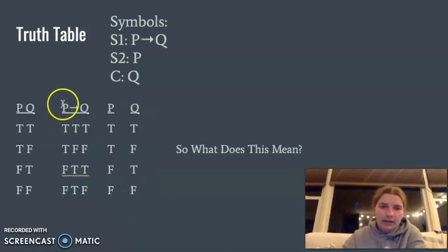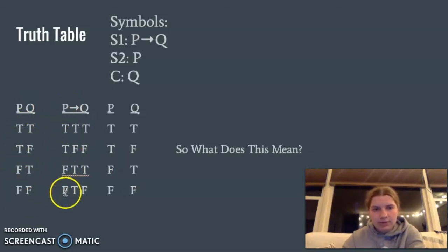So for P, I look here. Okay, we have true, true, false, false. So I write down true, true, false, false. For Q, true, false, true, false. And then I do the same. P is true, true, false, false. And then Q, true, false, true, false.